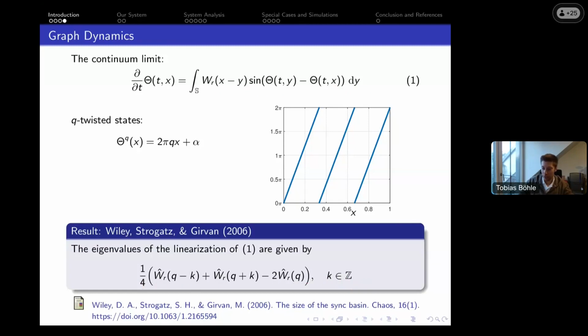Now, if you set k equal to 0, what you find is that this is equal to just W hat r of q plus W hat r of q minus 2 W hat r of q. So this will be 0. So there's a 0 eigenvalue, and this is basically because there's this phase shift parameter. If you perturb the q-twisted state by a constant function, then you end up with another q-twisted state that has a different phase shift. So there's this continuum of equilibria, and so this gives you the 0 eigenvalue.